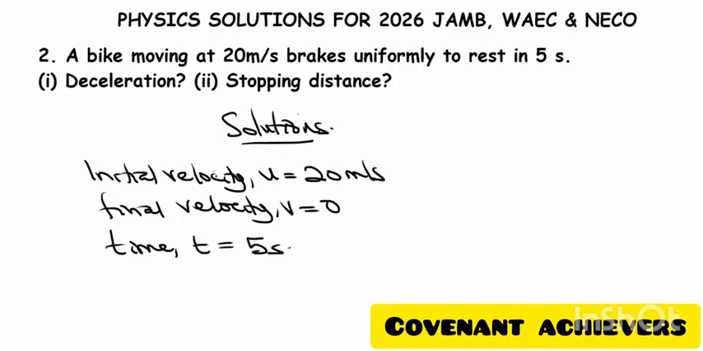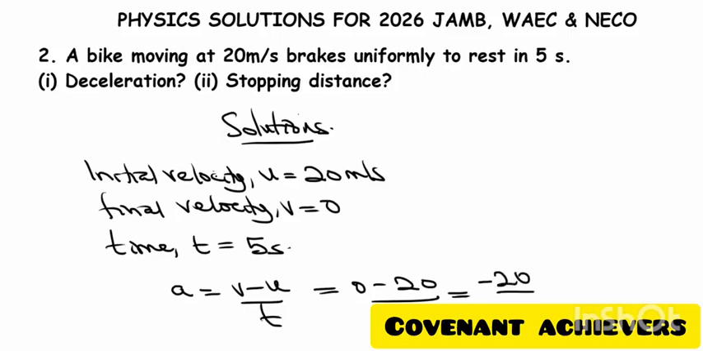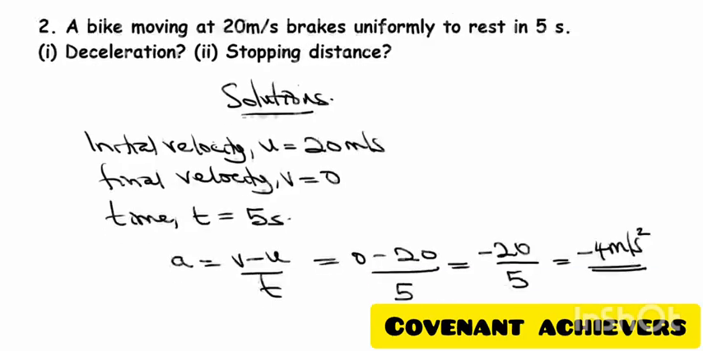Now what we are asked to do is to determine the deceleration, and deceleration a is equal to v minus u over t, and that is 0 minus 20 divided by 5, which gives us minus 20 over 5, which is equal to minus 4 meters per second square. Minus 4 meters per second square is the deceleration.